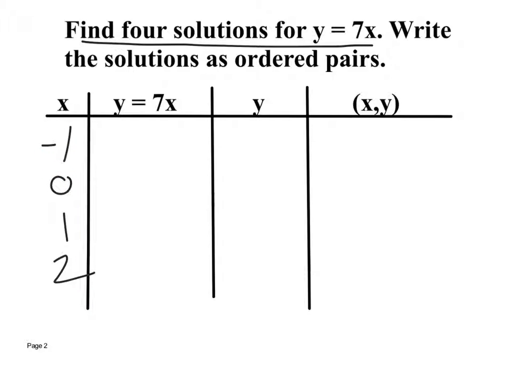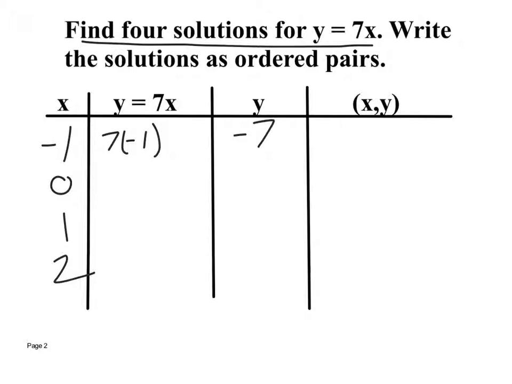But I can't pick -1 or 0 on the y, because it depends on what the x is. That's the independent, and this is the dependent variable. So what I do is I just finish the table. I plug -1 in for x. I just replace x with -1. 7 times -1 is -7.